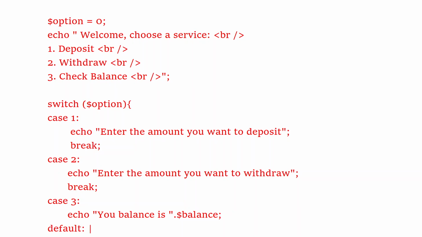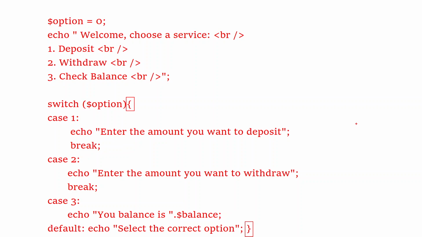Colon, default, you can echo and select the correct option. It means they have selected a number that is not between 1, 2, and 3. Maybe they've selected 4, 5, 6. Then we can close. So the default does not have a break, because after default is executed, then we get to the end of the switch. And this now is what closes the switch. This one here opened it.